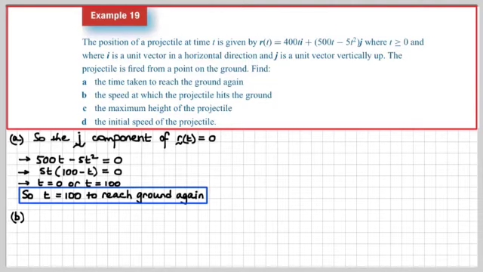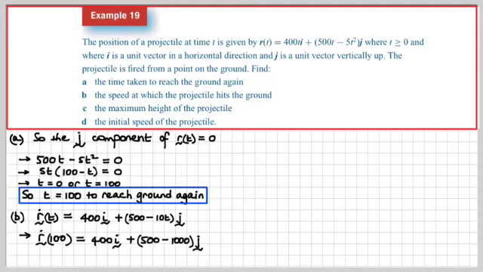Part b: the speed at which the projectile hits the ground. All right, well, let's do that. So we know that the velocity vector will be that. I've taken the derivative of this beastie here. Now, what we've got to do is get the speed when it reaches the ground again. That is when t is 100. So therefore, that's the velocity when t equals 100.